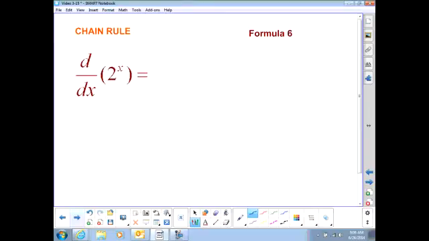So just to see if we can apply this, if we had 2 to the x, our derivative would be 2 to the x times natural log of 2. And that would be your derivative right there.